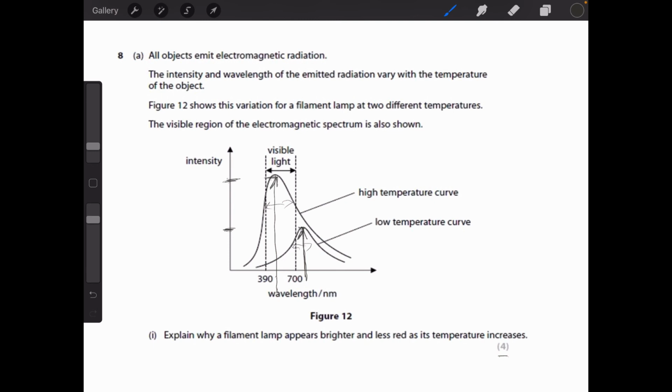So at low temperatures, with less of a range, you're going to find that you don't see as much brightness because you haven't got the intensity, and therefore you get a duller red colour.